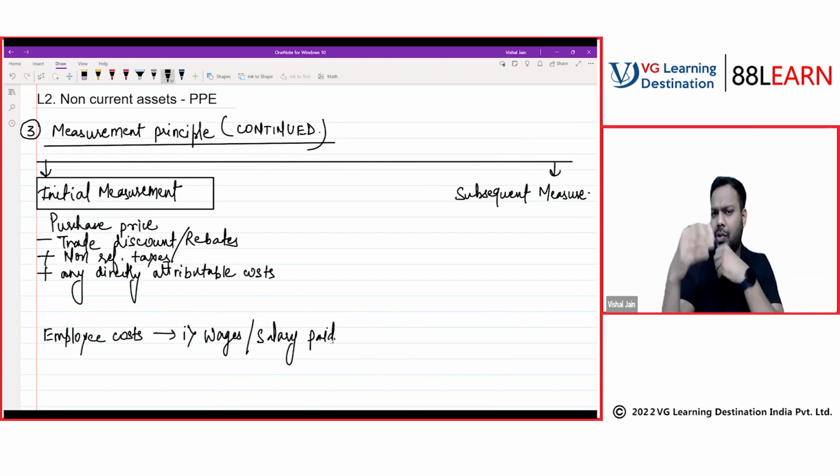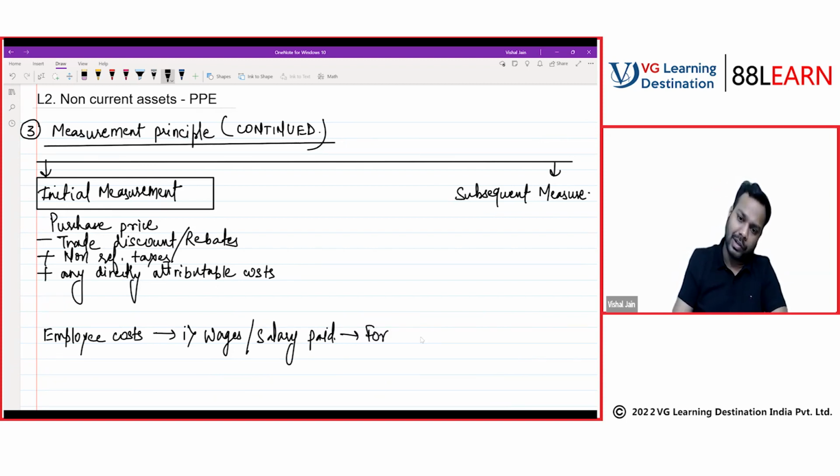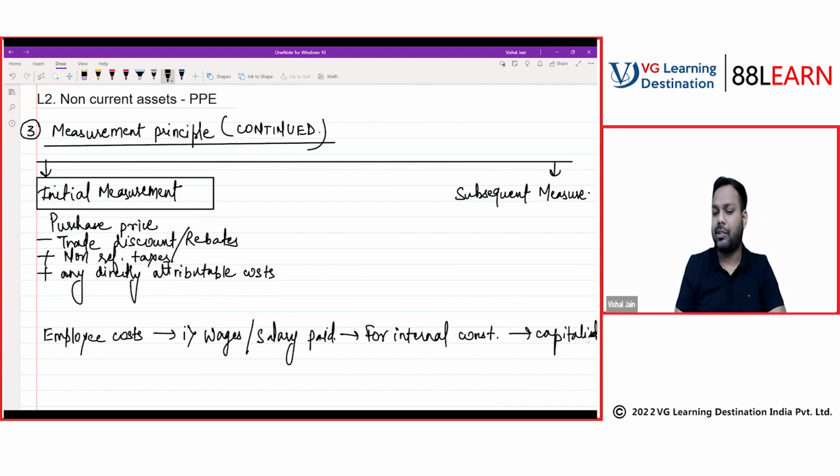The persons who are working on the asset, I'll pay wages to them, I'll pay salary to them. Tell me yes or no? So those wages or salaries paid for internal construction will be capitalized. And this is an example of any other directly attributable cost.